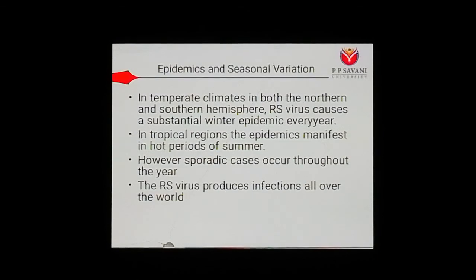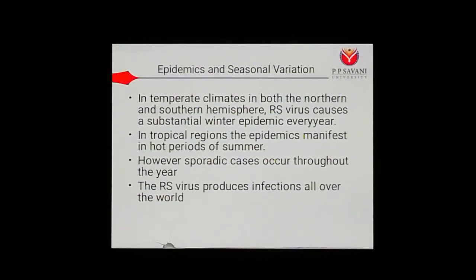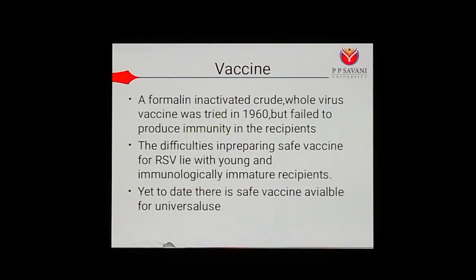Epidemics and seasonal variation. RS virus produces infection all over the world. Sporadic cases occur throughout the year. In temperate climates, in both the northern and southern hemispheres, RS virus causes a substantial winter epidemic every year.